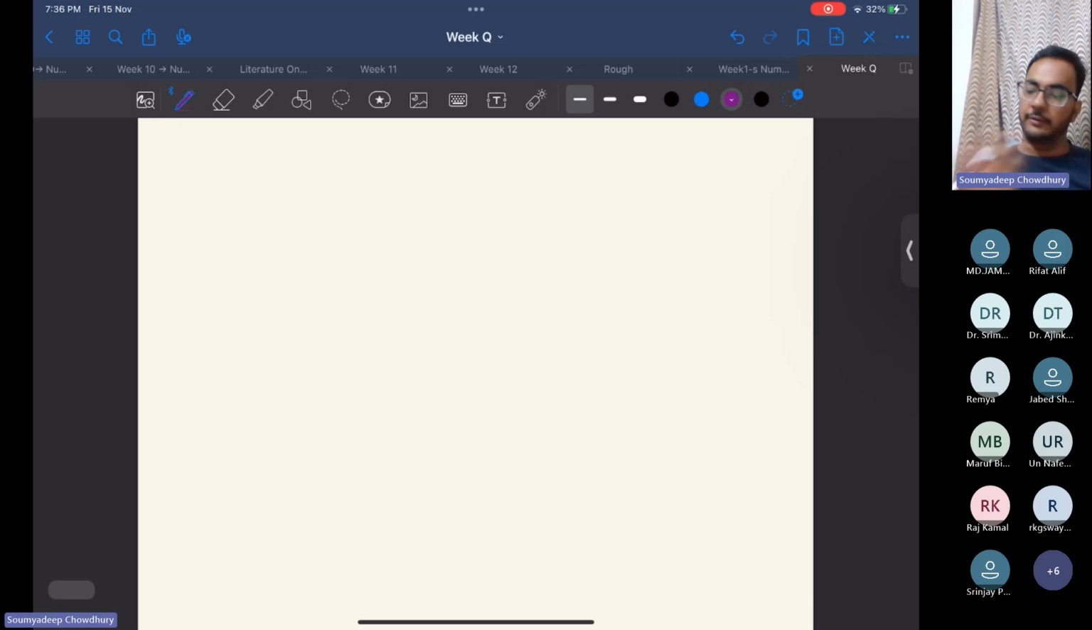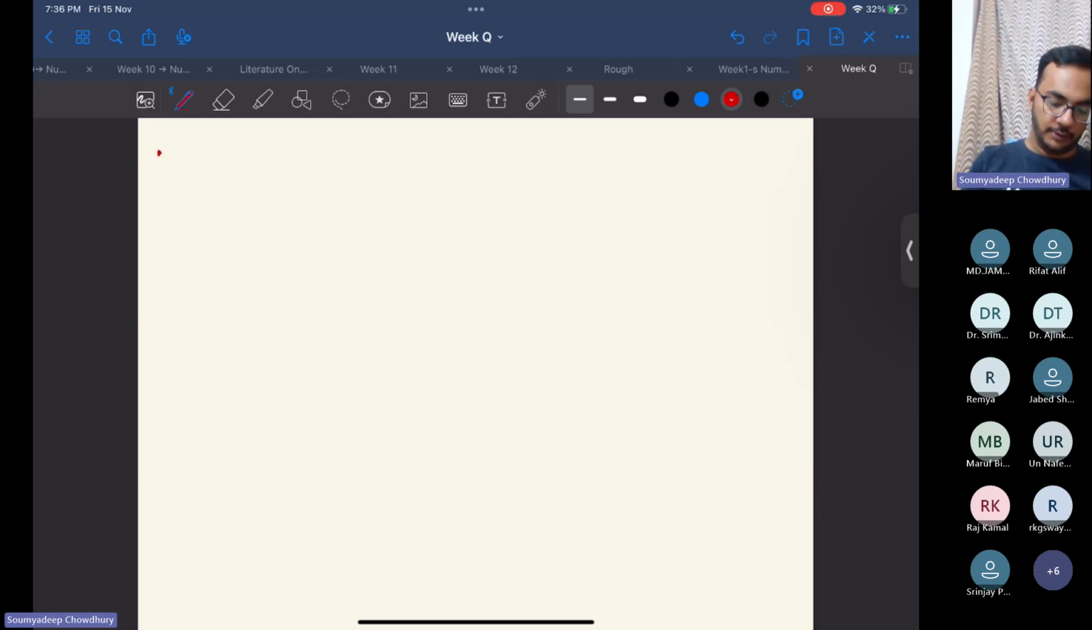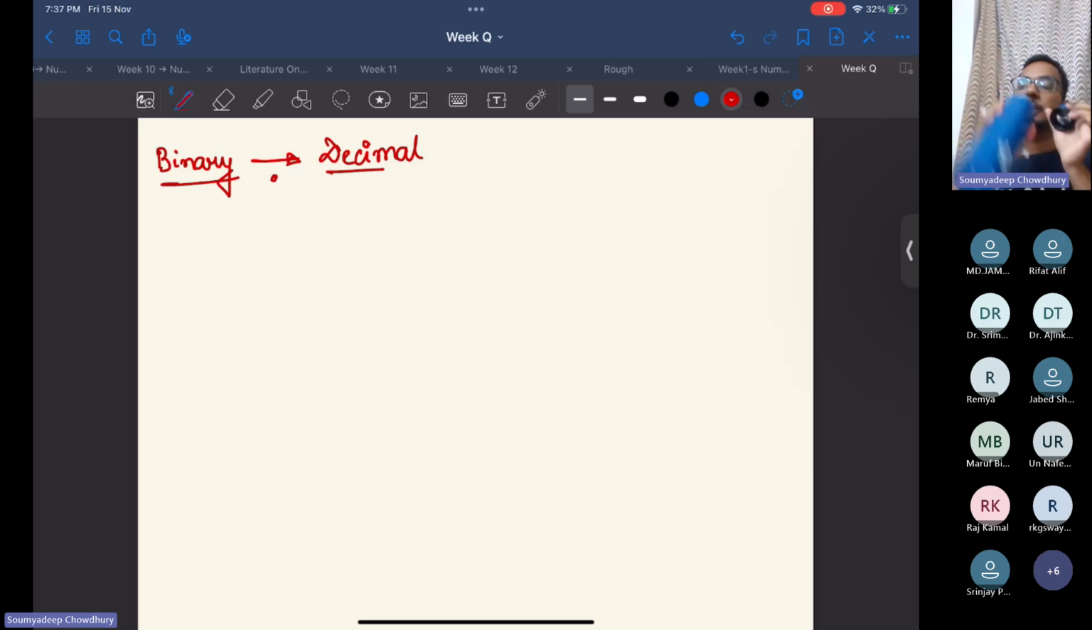Now the reverse thing we will see: how to convert binary to decimal. So if we see how to find binary to decimal, yes, Javed, you want to say anything?